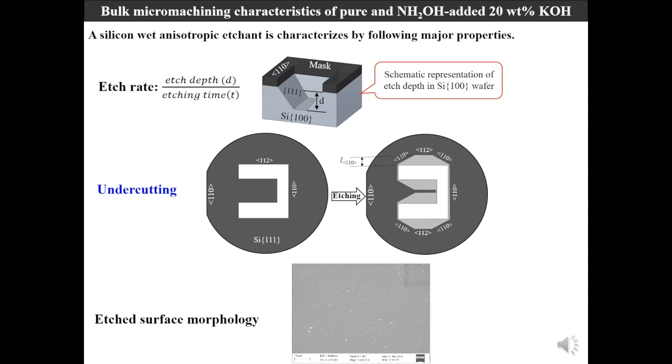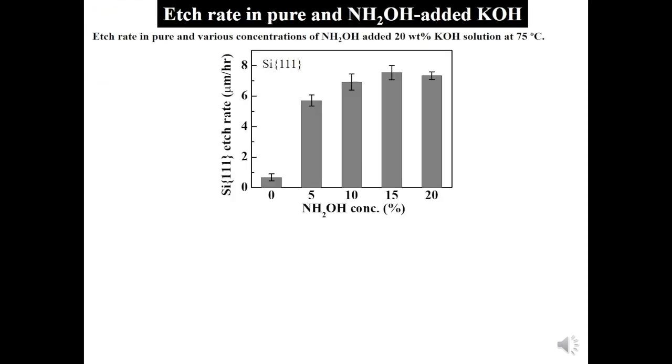Bulk micromachining characteristics of pure and NH2OH added 28% KOH. Whenever we characterize an etchant, we characterize three etching characteristics: etch rate, that is the etch depth per unit time, undercutting at convex corners and mask edges, and etch surface morphology. So I will discuss them one by one. In pure and NH2OH added 28% KOH, this diagram shows the etch rate of silicon 111 in pure and NH2OH added KOH.